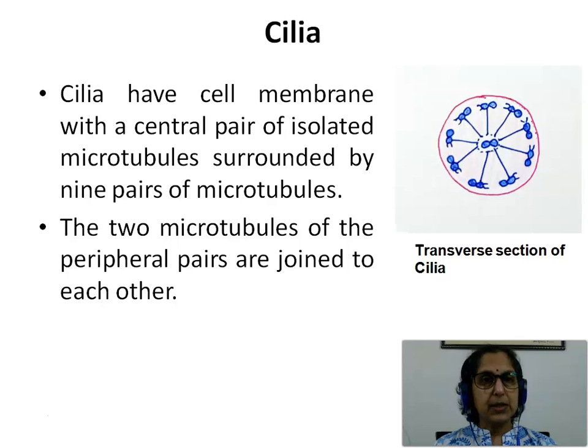Structure. Cilia have a cell membrane with a central pair of isolated microtubules surrounded by 9 pairs of microtubules. And the 2 microtubules of the peripheral pair are joined to each other. What we see here is a transverse section passing through a cilium. This is the central pair of microtubules, and these are the 9 doublets of microtubules which are present at the periphery, and outermost is the cell membrane.